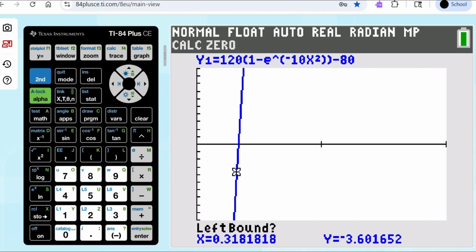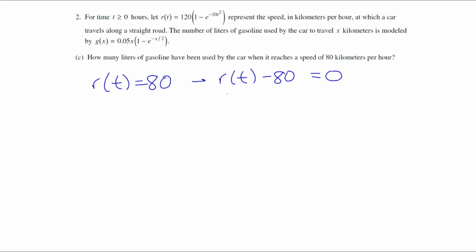There it is. Now we're to the left of that x-intercept. We'll hit enter. We'll go to the right of that x-intercept and hit enter. And we can see that that happens at 0.3314532. So we'll go back here and we'll note that this happens at t equals 0.3314532. So that's the time when it actually hits 80 kilometers per hour.